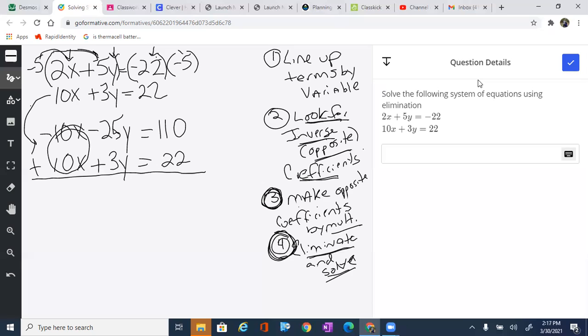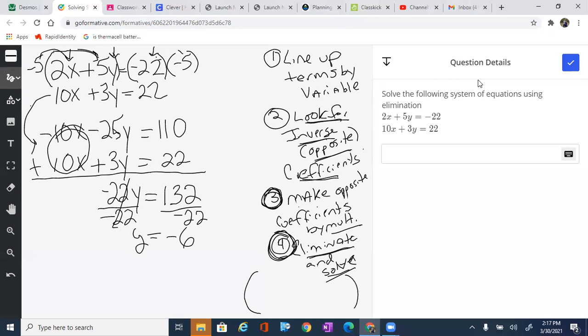-25y and 3y, when we add those together, will become -22y. And then we get 110 plus 22, which is 132. Now, once we're here, we just take that -22 and we just solve. This is basic solving at its best. -22 cancels, y comes out. And we say, what is 132 divided by -22? Well, that is -6.